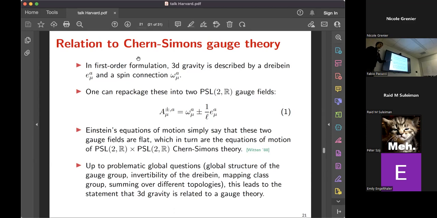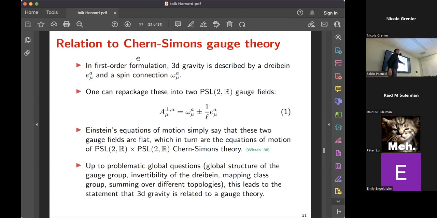There are many problems with this type of relation, so I'll just mention a few for the experts. One is that the global structure of the gauge group is not at all clear. I think the best one is still PSL2R times PSL2R, but that also has problems. The dreibein needs to be invertible, whereas in gauge theory there's no principle that tells you this combination of gauge fields needs to be invertible.